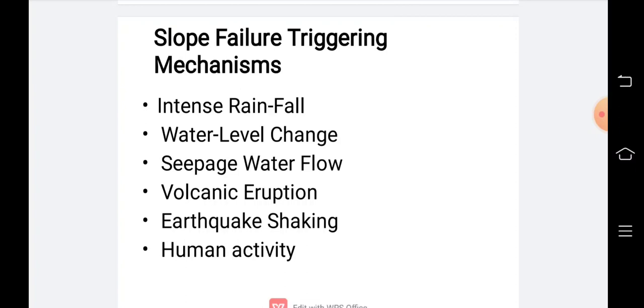Then the seepage water flow, that we had already discussed. Then the volcanic eruption and earthquake shaking, meaning due to an earthquake. And the last one is human activity. Due to some human activity, that is, construction in the neighborhood of the sloping area, it causes falling of the soil and slipping of the soil on that area.